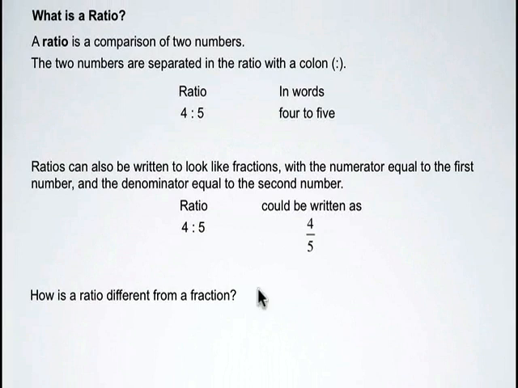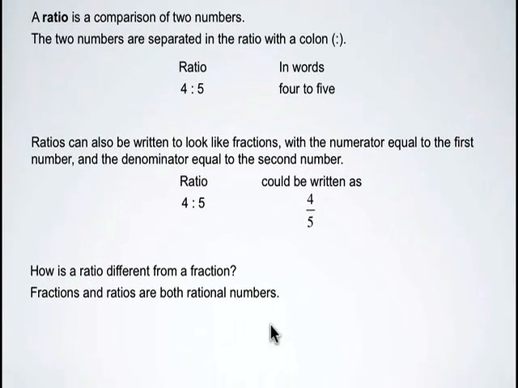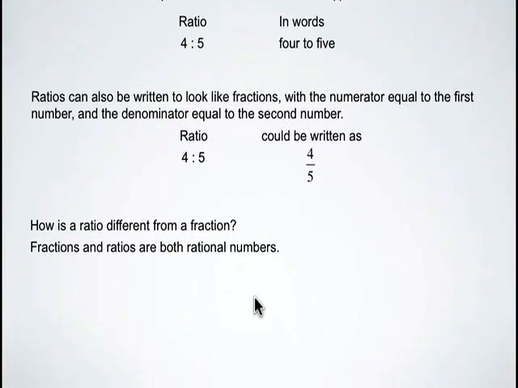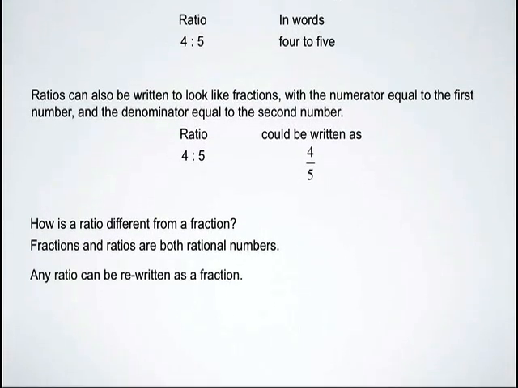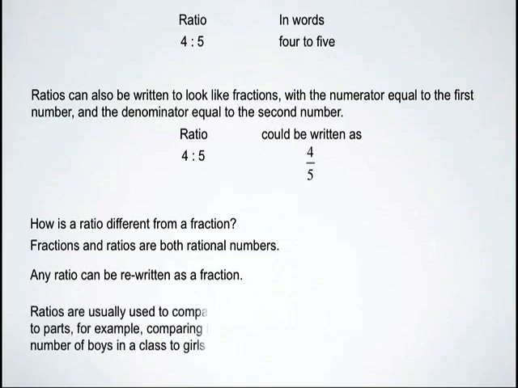So how is a ratio different from a fraction? Well, it's not that different at all. It's just different in how it's written. So fractions and ratios are both examples of rational numbers. Any ratio can be rewritten as a fraction. So ratios are usually used to compare parts to parts.